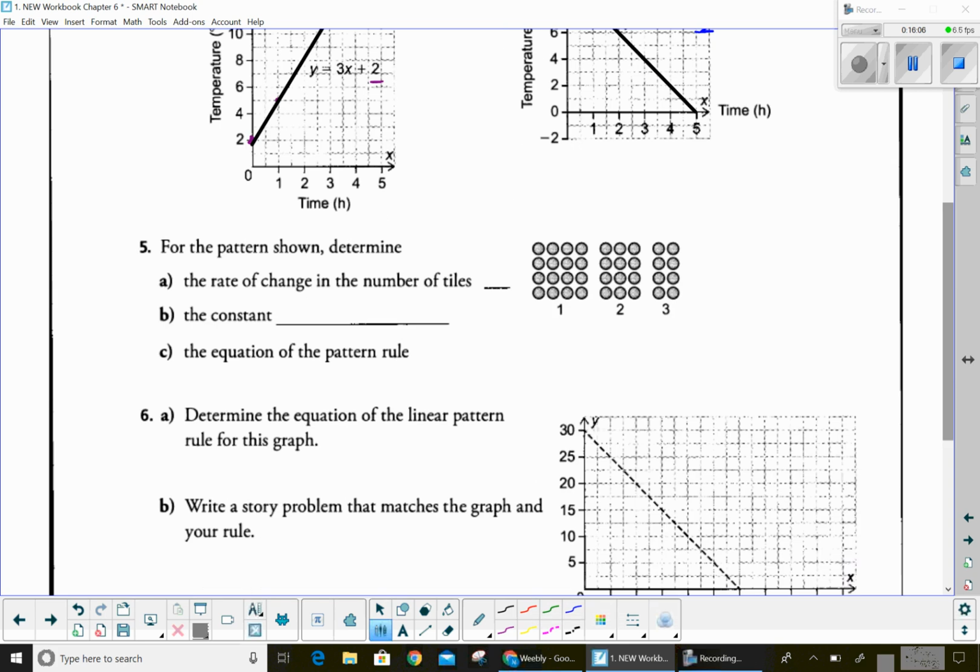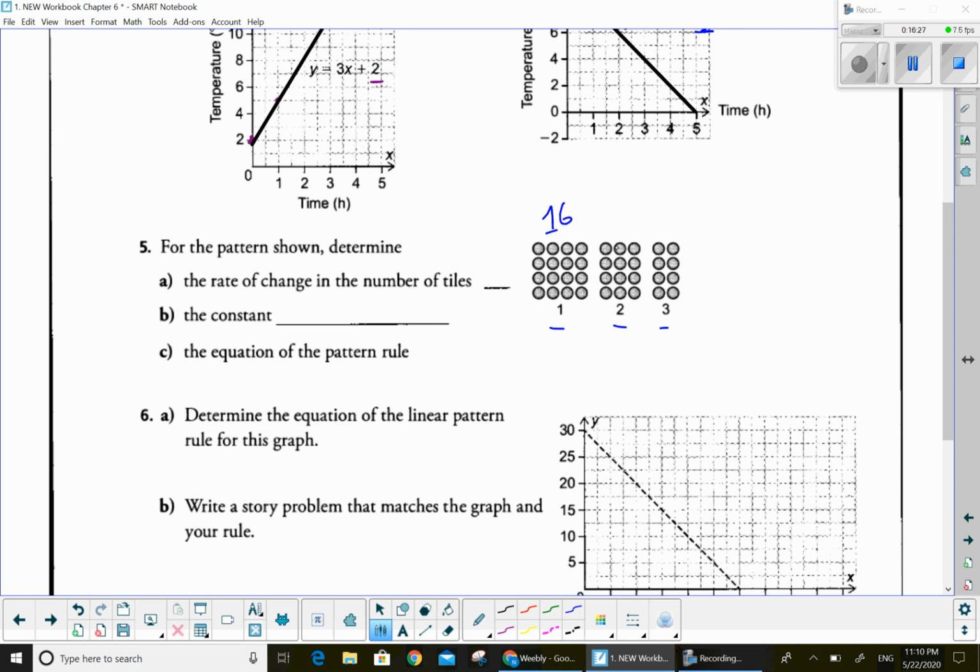It says, for the pattern shown, determine the rate of change in the number of tiles. Okay, so first position, second position, third position. In the first position, we have 4 times 4, which is 16 tiles. I'm going to write it on top.